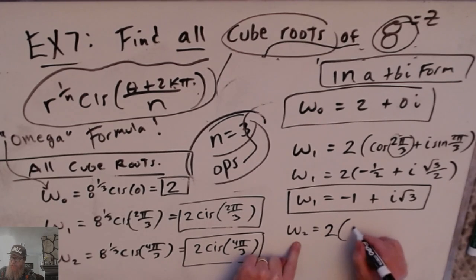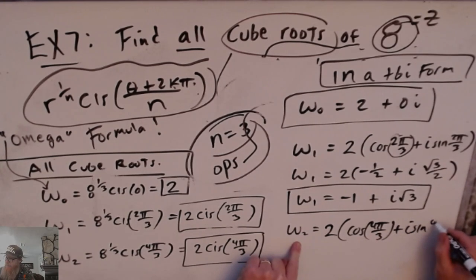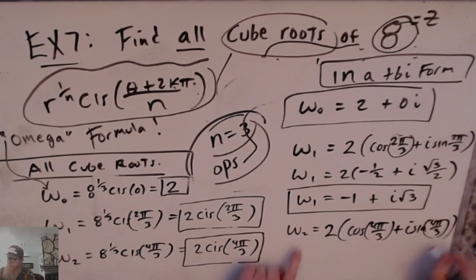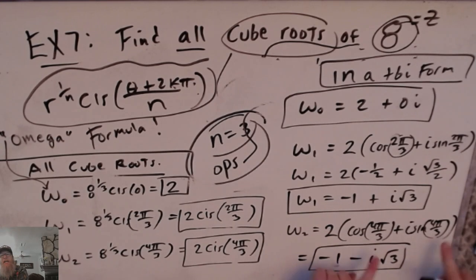So that's going to be 2 times cosine 4 pi over 3 plus i sine 4 pi over 3. I won't screw this one up. That'll be -1 minus i root 3. It's the same sine and cosine. It's just in quadrant 3, so both of these are negative.